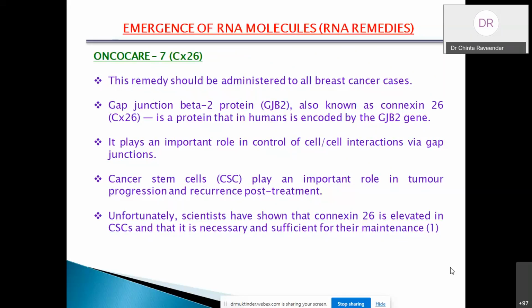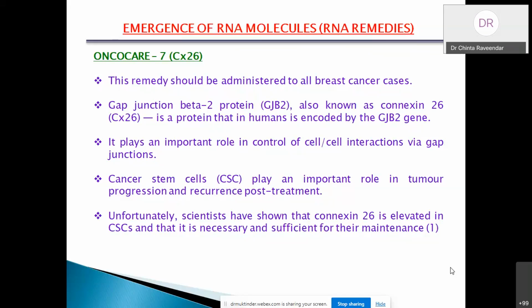When we say cancer, we are thinking only of cancer cells, but even if you kill the cancer cells, cancer will not go. There are the cancer stem cells. You have to eradicate the cancer from the cancer stem cells. Stem cells cannot be left free in our body. The cancer stem cells play an important role in tumor progression and recurrence after treatment. If you have killed all the cancer cells, then why does it recur? There are cancer stem cells again producing cancer.